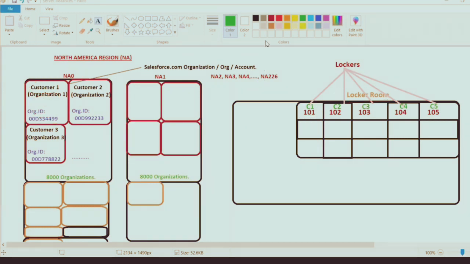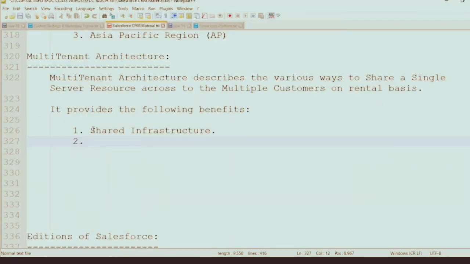Have you understood the concept now? In this case, instead of allocating this complete resource to a single customer, we share this resource with multiple customers on a rental basis. That's what they follow, an architecture called multi-tenant architecture. The first benefit of multi-tenant architecture is shared infrastructure. Don't maintain a separate server over here. If you maintain a separate server, it will increase your investment. That's why we share that server resource with multiple customers on a rental basis.